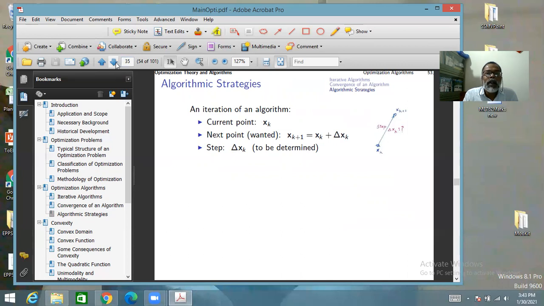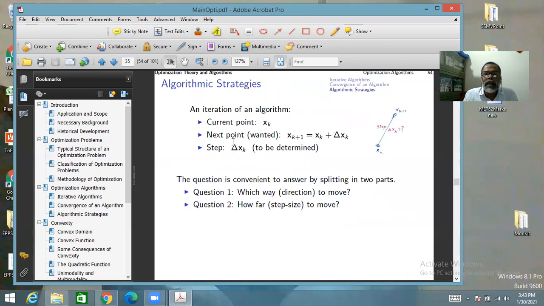Quite often, the question of how to get a good delta xk is answered by splitting it into two parts. One part is which way to move from xk, and how far to move. Which way? Direction. How far? Step size. These are two questions to answer. If you answer these two questions, then you reach the next point.